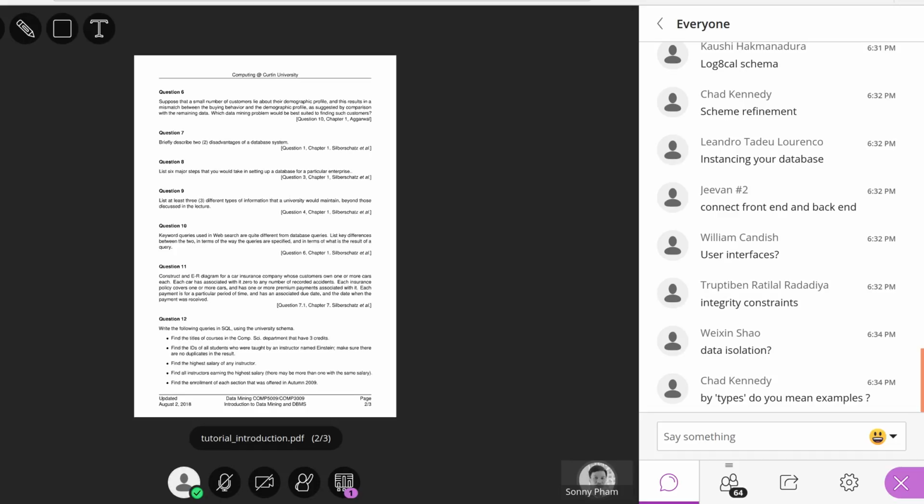Different types of information. Maybe what I mean is, how can I say, I probably refer to different entities. Things that are not really mentioned there at this stage. So type of information maybe refers to entities here.